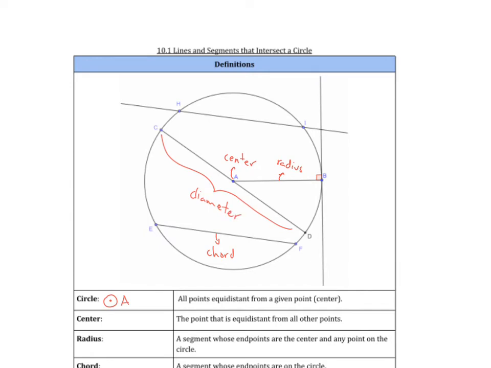All right, and then we have 2 lines that are passing through the circle. In other words, completely kind of cutting through it or intersecting it. So the line that we have on the top, HI, it actually passes through the circle twice. As we can see here, 2 points of intersection. This line is called a secant. And then last but not least, we have a line that actually only intersects the circle at 1 point. This line is called a tangent.